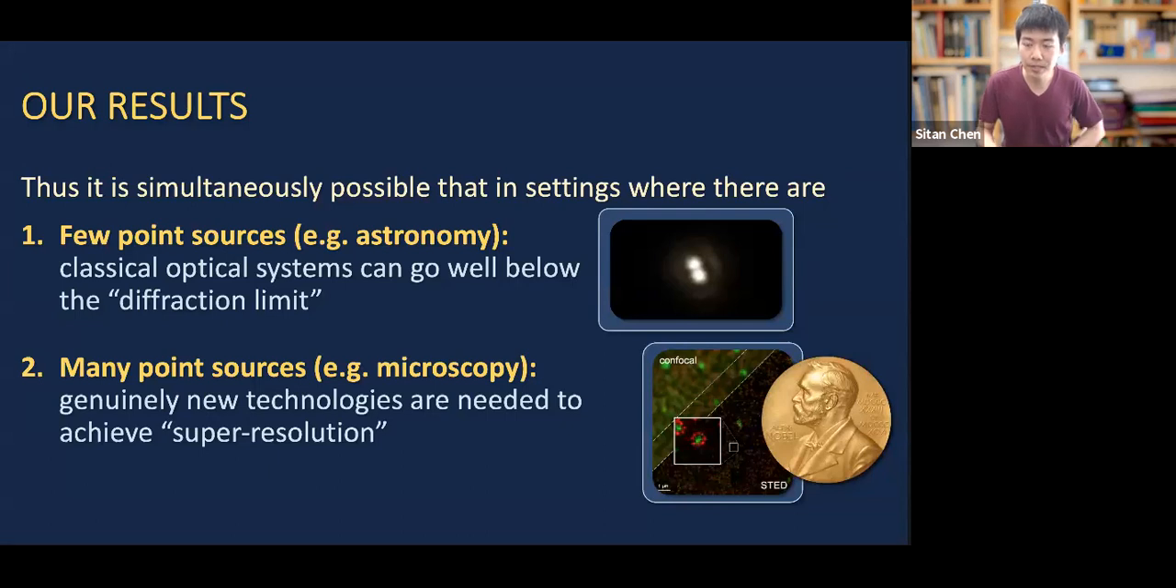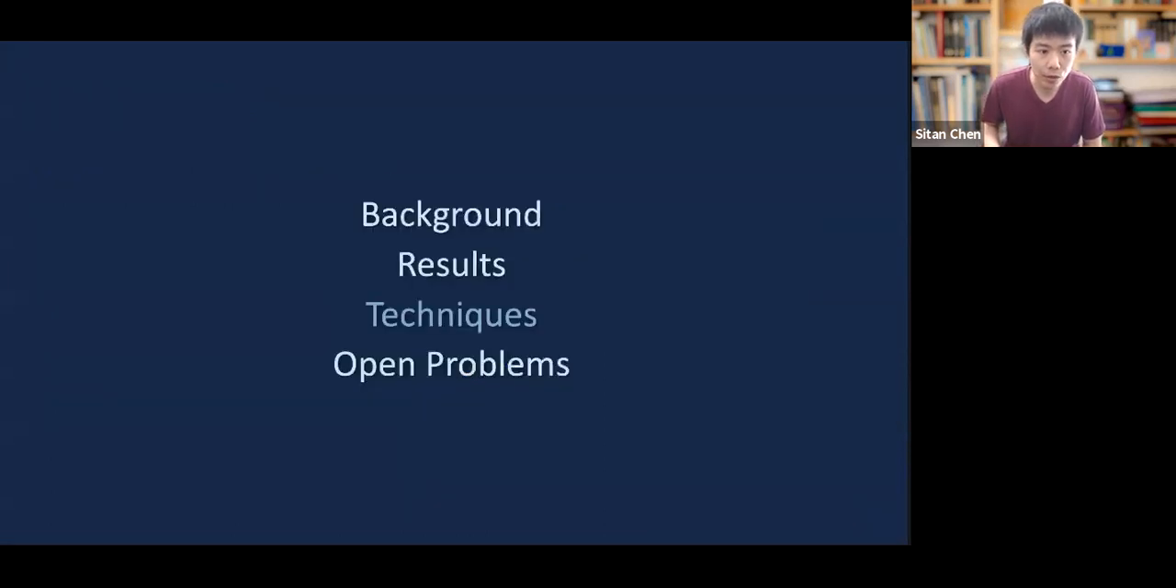Okay, so that's all I wanted to say about the results. At this point, I want to turn to the techniques. I won't be able to go too much into detail on the algorithms themselves, but I want to give you a flavor for the kinds of analysis questions that arise when dealing with these algorithms.